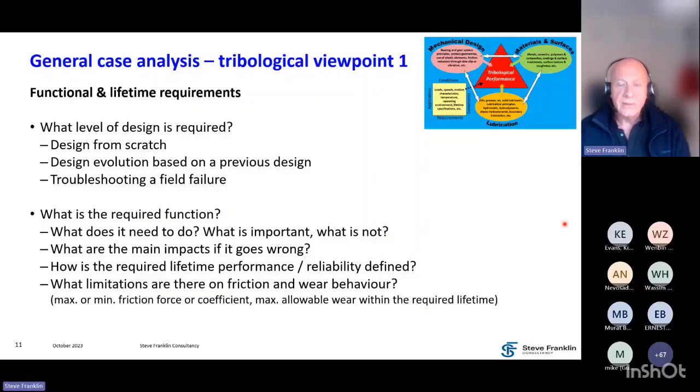What level of design is required? Are we talking about designing something from scratch? Are we talking about designing or evolving an existing design and making it better? Or are we talking about troubleshooting a failure of a particular design of a particular product or machine that has failed in the field or at the customer, and trying to troubleshoot why that has failed and how to solve that failure?